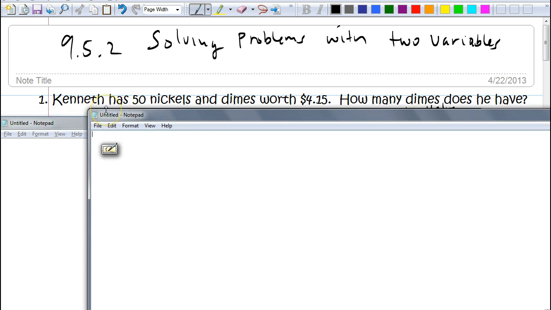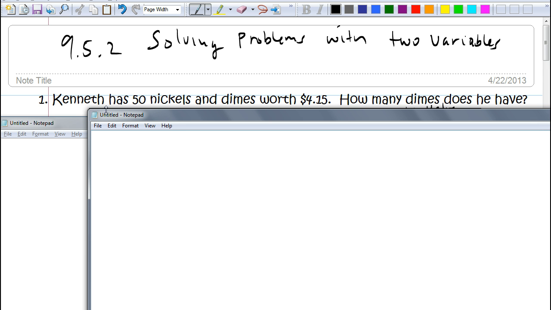Kenneth has 50 nickels and dimes worth $4.15. How many dimes does he have? So the question is, how many dimes does he have? How many unknowns though do we have here? Yes, Matthew? One? Actually, there are two. What's one of them? Dimes and nickels. Yeah, so number of dimes and number of nickels, your unknowns, right?